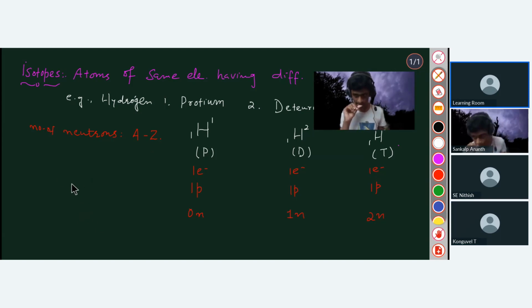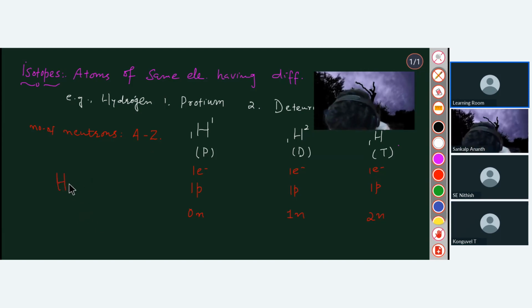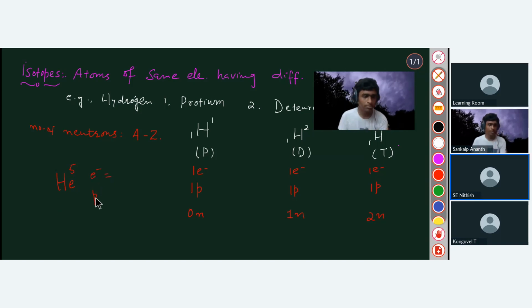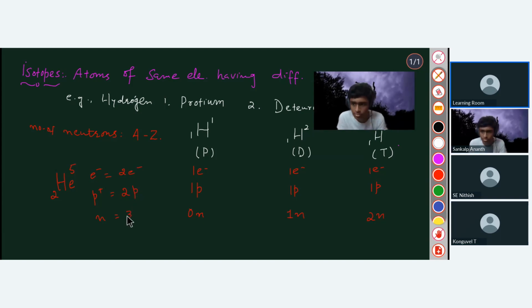So if a question is given to you, let's say He5, can you tell me how many electrons, protons, and neutrons it has? Five electrons, five protons. No, helium's atomic number is 2. So electrons are 2, protons are 2, neutrons are 3. Exactly. Neutrons will be 3.